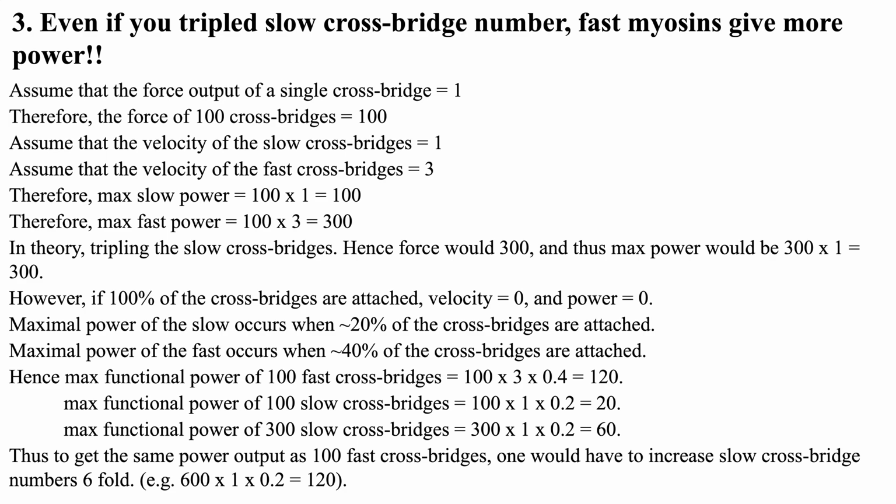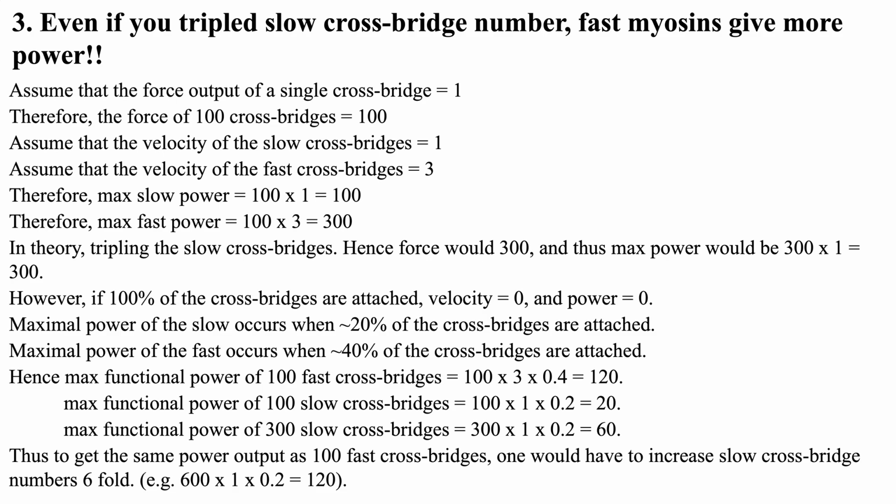So what this is saying, and like I said, don't worry, it's all about the math. You don't really need to know it, just the 40%, 20%, 3 times the velocity. What this is saying is that fast myosins give you a greater power output at the same given amount of mass as a slow myosin. And to get the same amount of power output, you'd have to increase slow myosins to an unphysiological level pretty much to get the same amount.